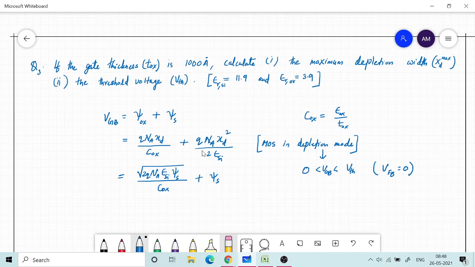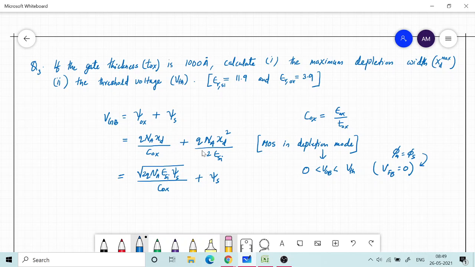If that is not the case, like when phi ms is not 0, we need to consider that also. There will be an additional term for that. For the problem that we are considering, we have assumed that phi m equals phi s, so therefore the flat band voltage is 0.